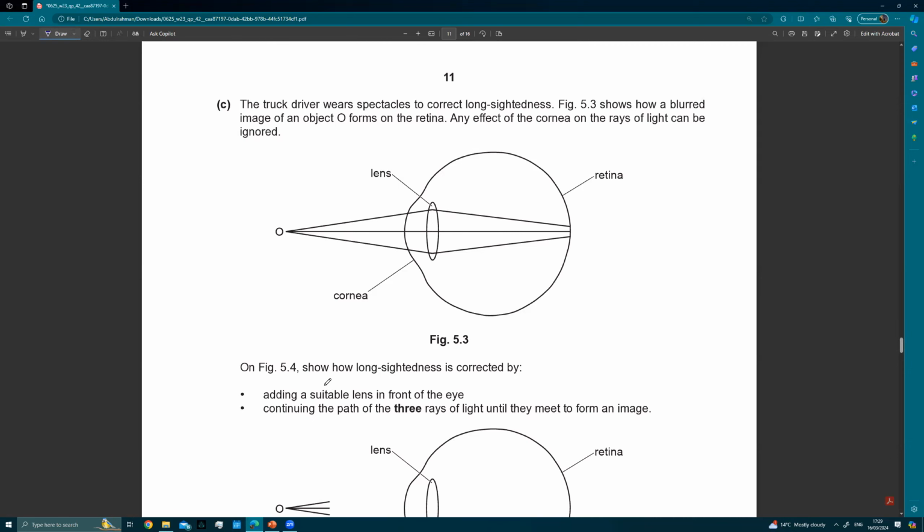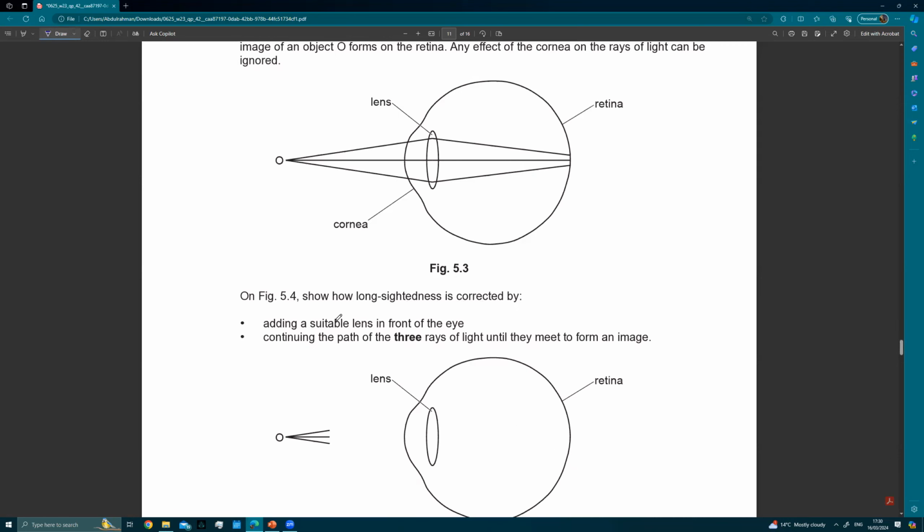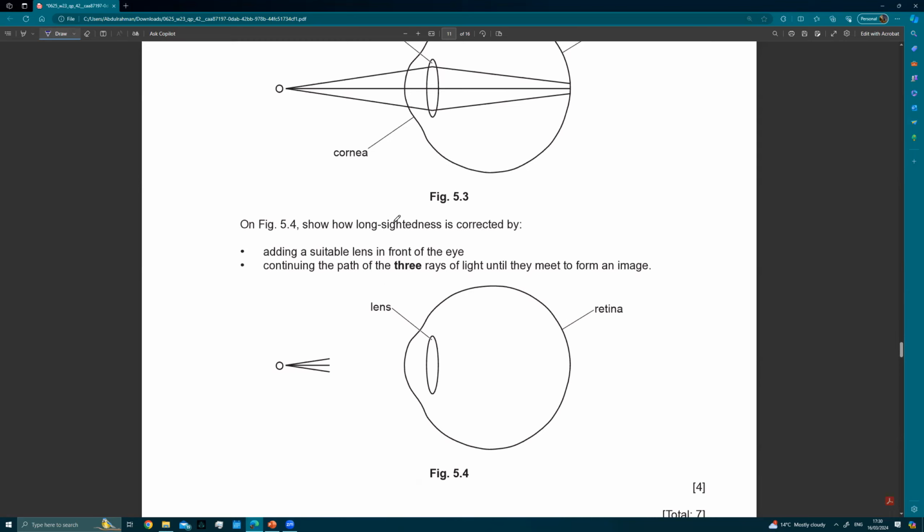So on figure 5.1, show how long-sightedness is corrected by adding a suitable lens. So in this case, to correct long-sightedness, you need to memorize that you want to use a converging lens. So a lens that looks like this, that's thicker in the middle. Now what's going to happen to the light rays is when they reach this converging lens, they're going to refract a little bit first, right? Because that's what a convergent lens does, it refracts. And it converges, i.e. it gets closer together. So it's going to converge once.